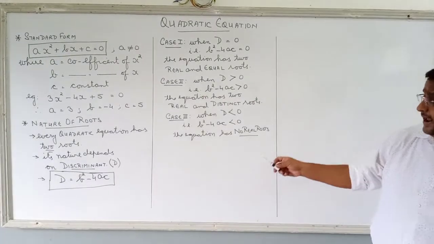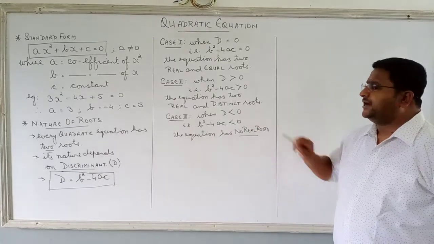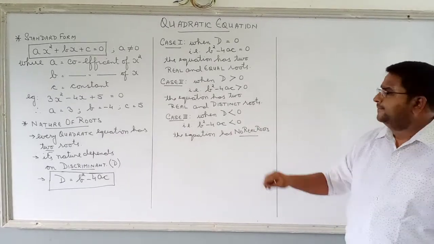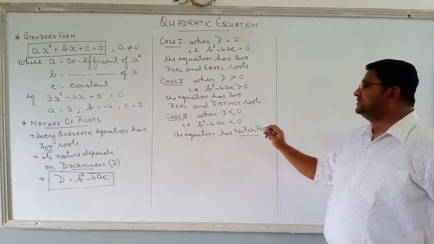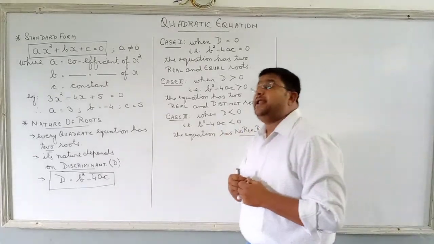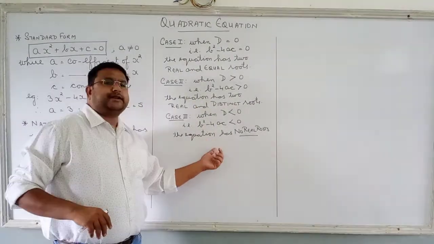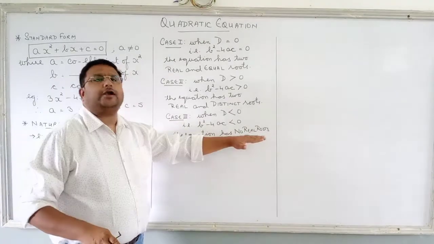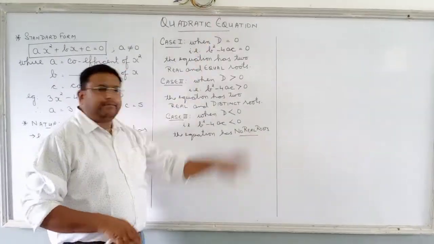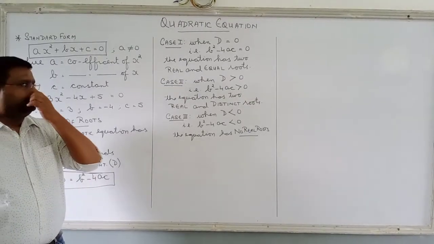Clear? Then case 3rd, when D is less than 0, we are not going to study about this in class 10, but when D is less than 0, that is b square minus 4ac is less than 0, that means all negative values, less than 0 are negative. All negative values, the equation has no real roots. The equation does not have any roots. We will come down to these solutions when we do the exercises.